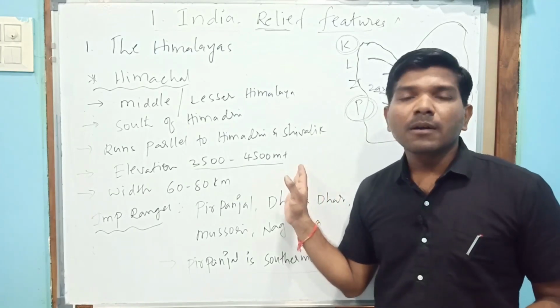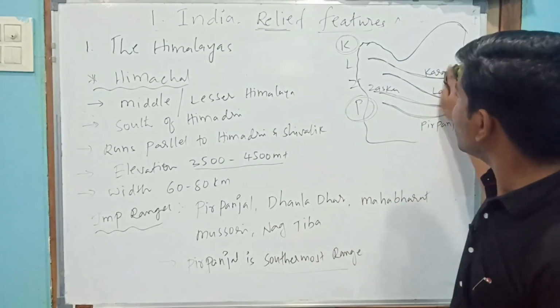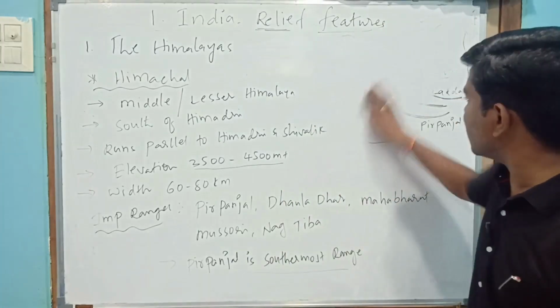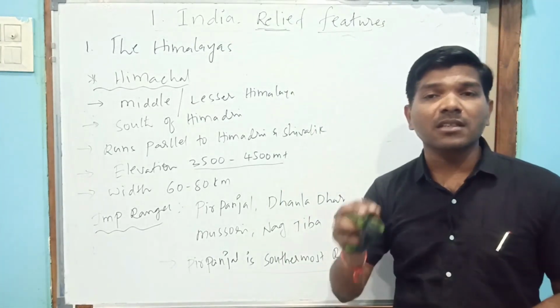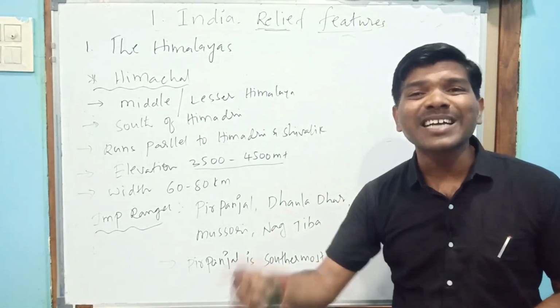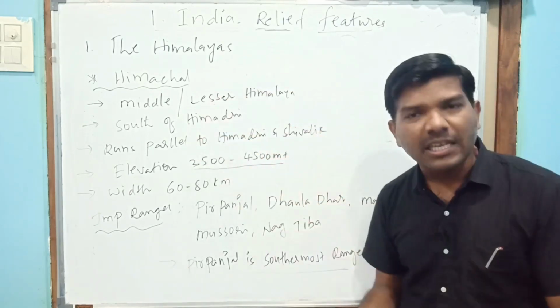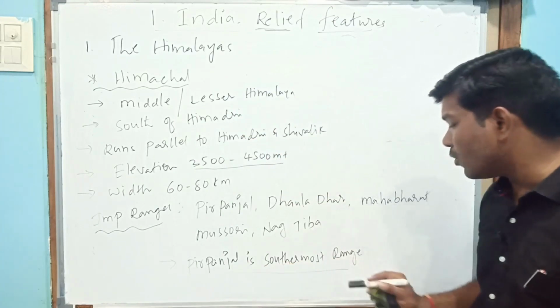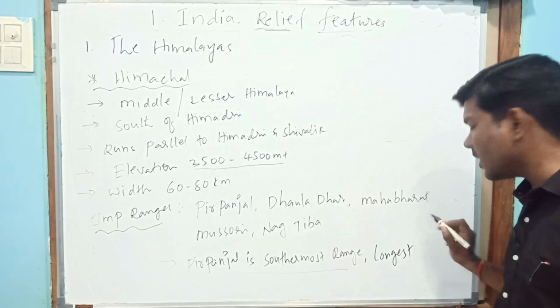In the Pir Panjal, we can find the Kashmir Valley. You know Kashmir, the Kashmir Valley is very famous. Pir Panjal is the southernmost and also the longest range. In the Himachal, Pir Panjal is one of the ranges. It is southernmost as well as longest.